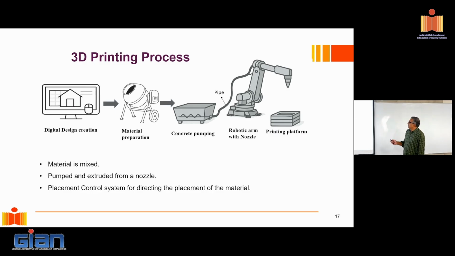Basically, the purpose of this system is to put material where it is required. That is what this placement system does. The pump is basically just any pump that you would use for pumping concrete. It's a delivery system. So you have a material delivery system, a placement system, and then a printing platform where you're creating the structure that you want to create layer by layer.